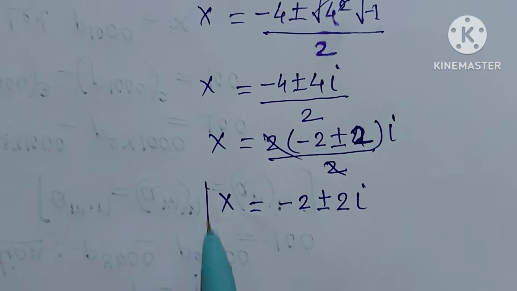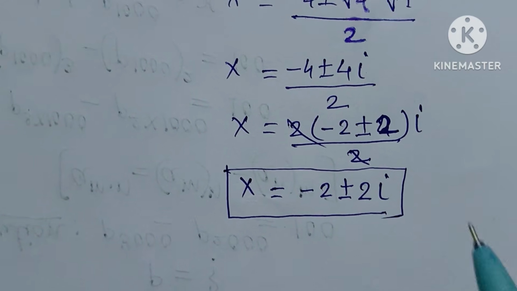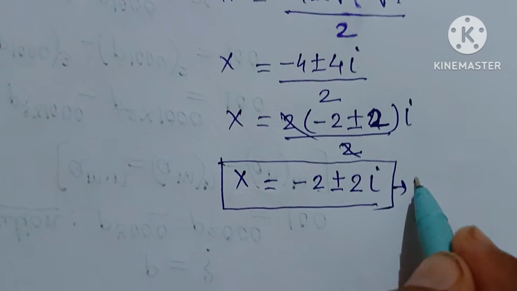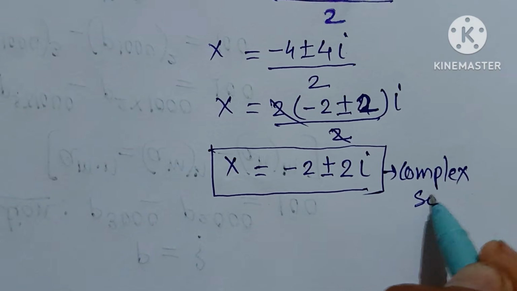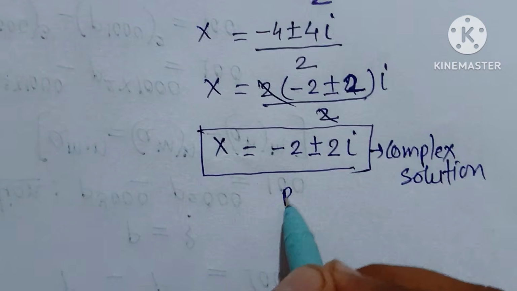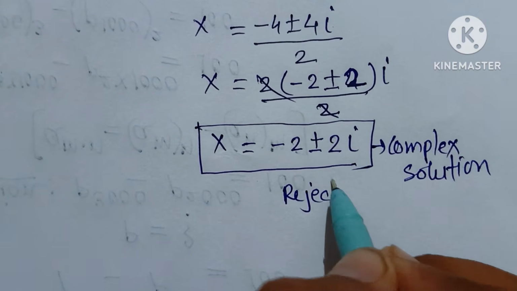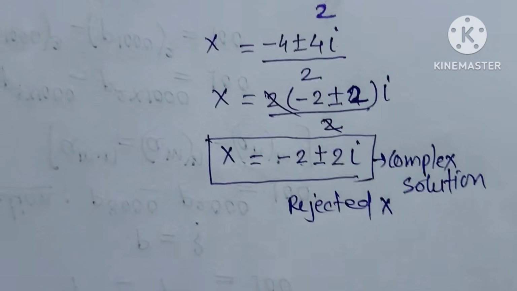So this is the complex value. This is the complex solution, we can say, or value also we can say. So this value of x will be rejected.